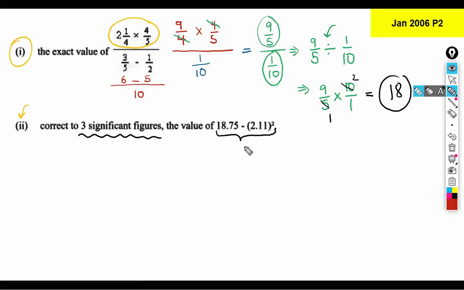When I work this out, I'm getting 14.2979. Now, this is obviously not 3 significant figures. Whenever your value is more than 1, and this is clearly more than 1, you start counting the significant figures from the very first value. So you want the 1, the 4, and the 2. You want these 3. Everything after that is irrelevant, except that if the first value after the line is 5 or more, you add 1. So the answer is 14.3.